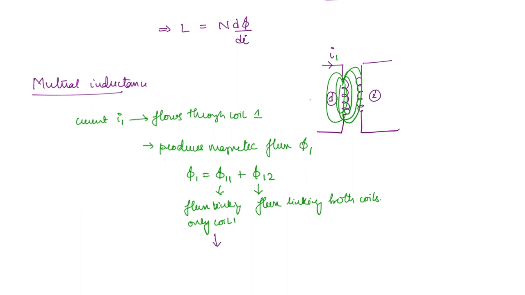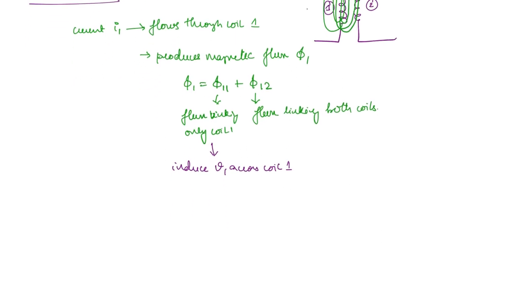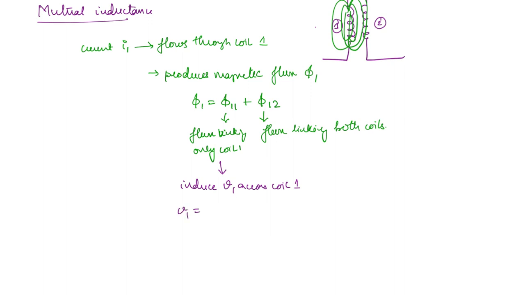Now this will induce a voltage V1 across coil 1. And what will be that voltage? V1 is equal to N1 d phi 1 by dt, where N1 is the number of turns in coil 1. Here we have taken the total flux, because phi 11 and phi 12 both are linking coil 1. So we are dealing with the total flux here. This is going to be equal to L1 di1 by dt.